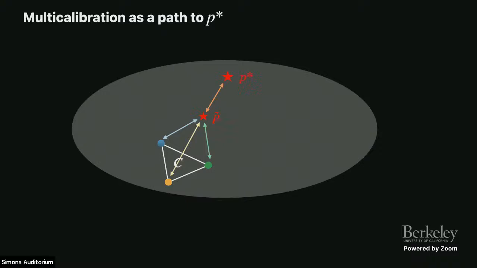And so P tilde need not belong to the class C, but it's this one predictor which is as good as anything in C, no matter what loss you decide you care about.